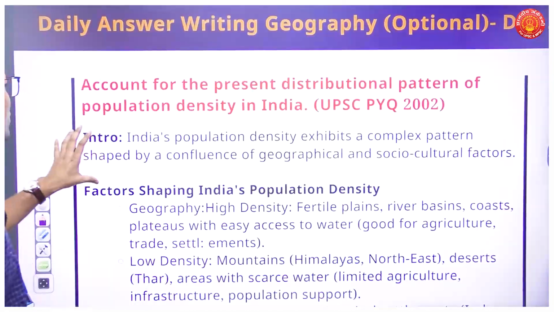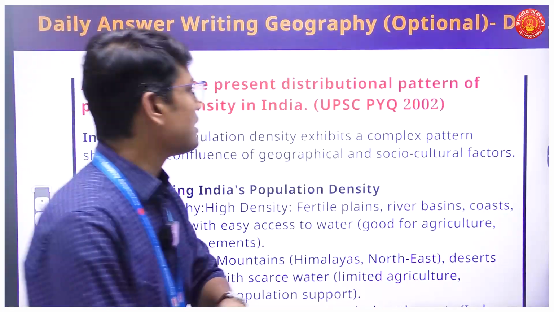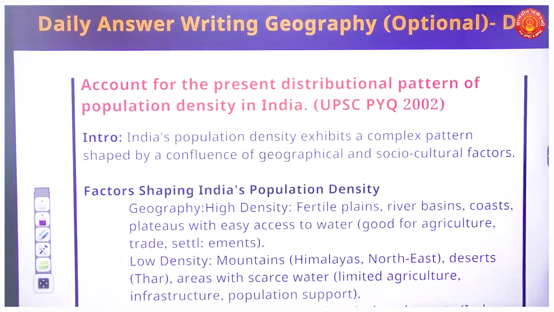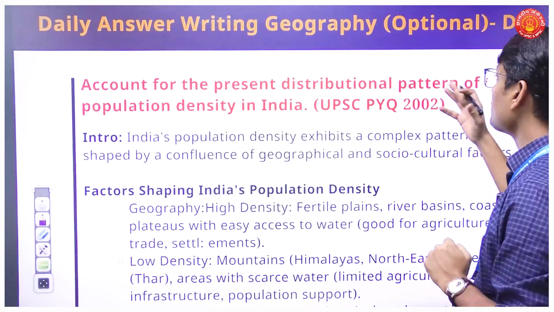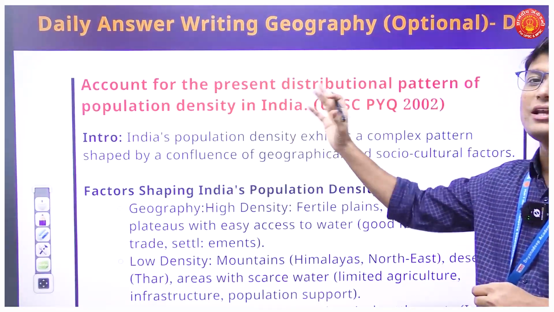Moving on to next question. Now next question is again a very static question. It is from UPSC PYQ 2002. It is asking: account for the present distribution pattern of population density in India.